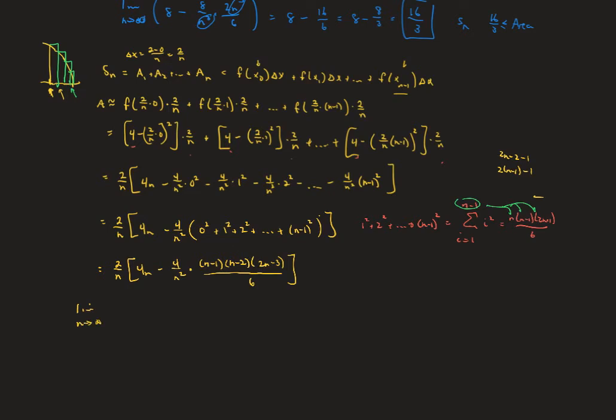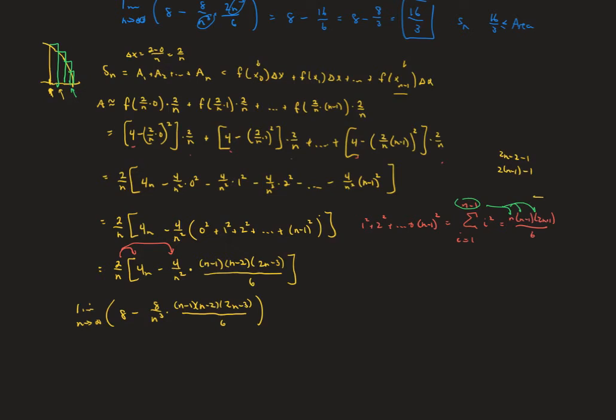I'm going to, as before, distribute this 2 over n times the two terms that are inside that bracket. So the 2 over n times 4n is going to make that be just 8. We're going to get a minus 8 over n cubed times, there's now our n minus 1 times n minus 2 times 2n minus 3 all over 6. And here again is what I like to call our kind of fuzzy math.